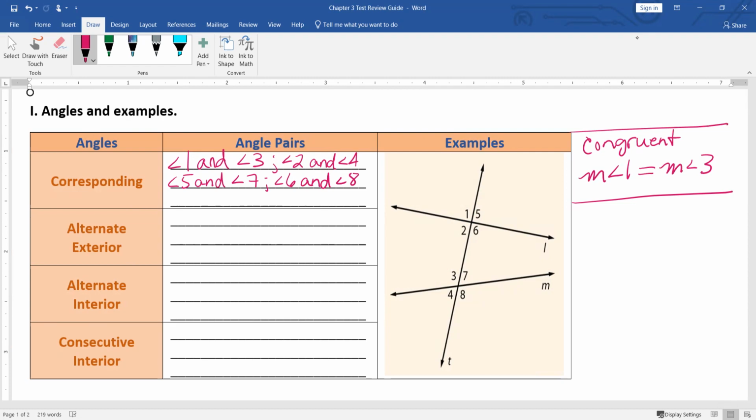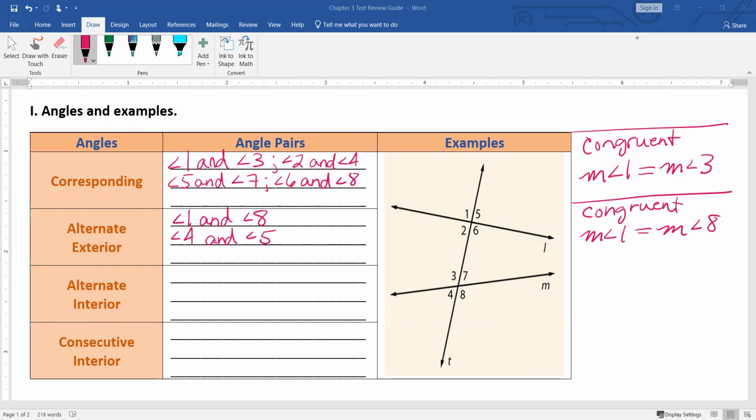Alternate exterior, we have two sets. We have angle 1 and angle 8, and then we have angle 4 and angle 5. We also know that if those two lines are parallel, the alternate exterior angles are congruent. So the measurement of angle 1 would be equal to the measurement of angle 8, as well as angle 4 and angle 5.